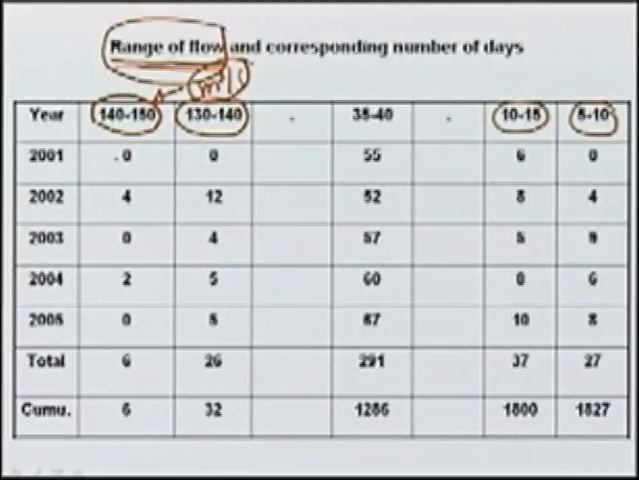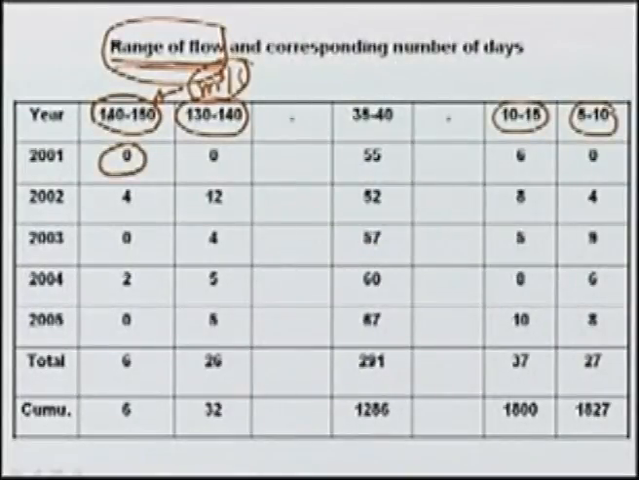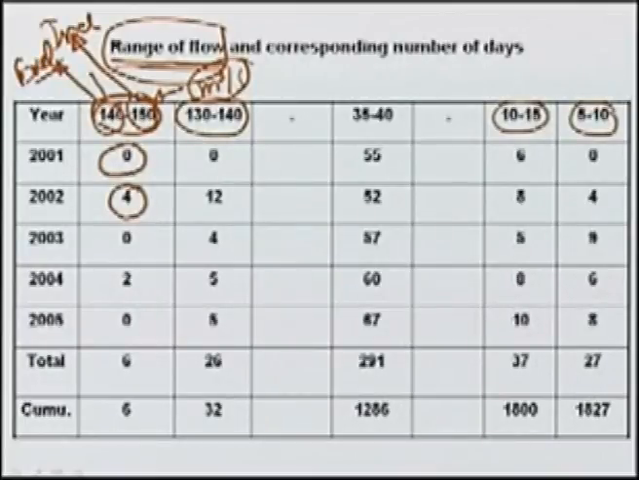And what we do is we look at each year how many days are there on which the average falls in this range. So for example, 2001, there is no data which is more than 140, or in the range of 140 to 150. In 2002, on 4 days, the mean daily flow was between 140 and 150. Now when we talk about the range, typically we would include the higher limit. So this will be included, and 140 would be excluded. So if the discharge is exactly 140, then it will go into this range. If it is 140.001, then it will go into this range.